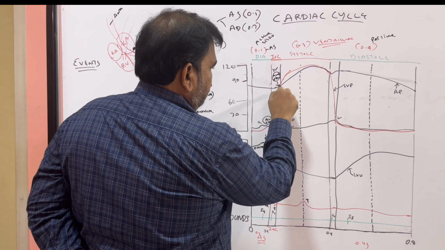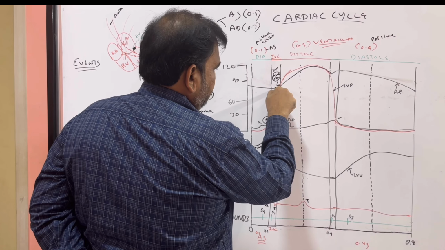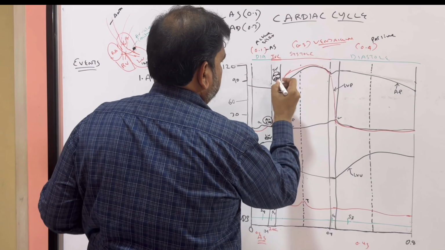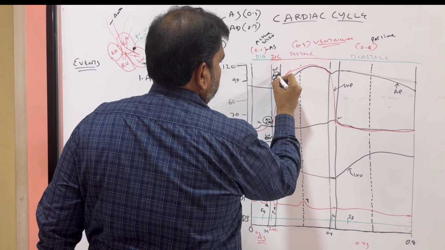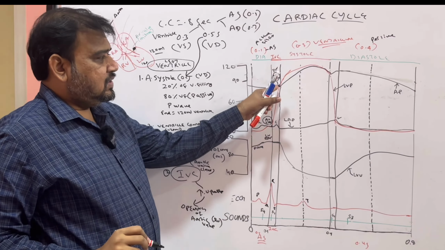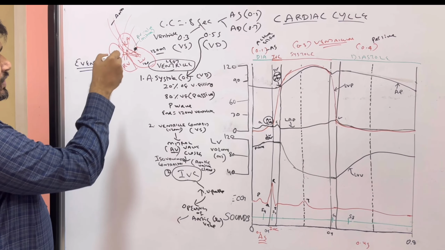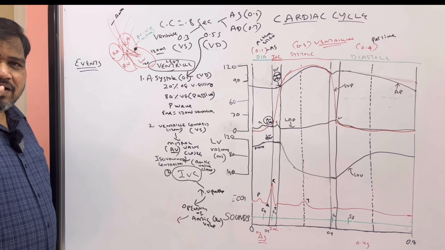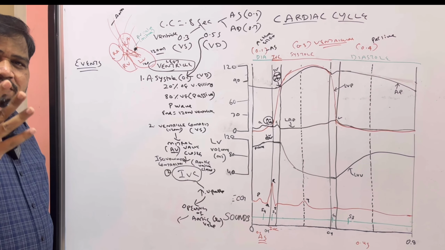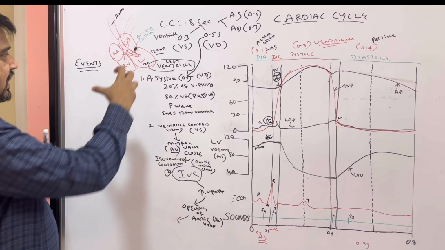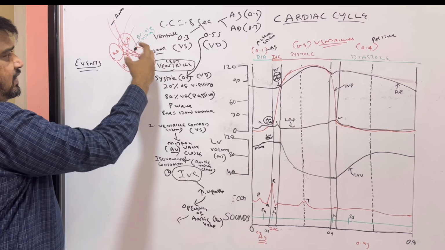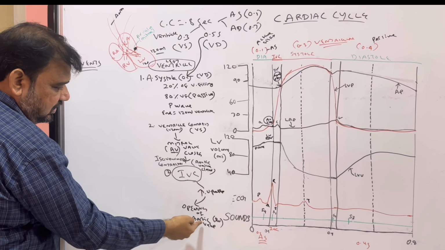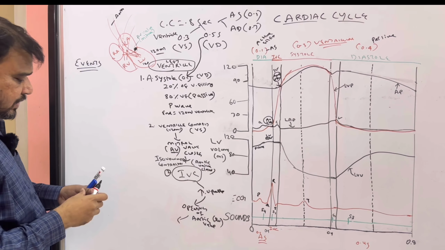Now let us enter into the topic. What I am discussing now is the AV valves closing, and now the aortic valve opens, so I have to put a dot. Why did the aortic valve open? The pressure in the ventricle is increasing. Why? The ventricle is already with 120 ml and is contracting against a closed chamber. As the ventricular pressure increases more than aortic pressure, it causes opening of the aortic valve.